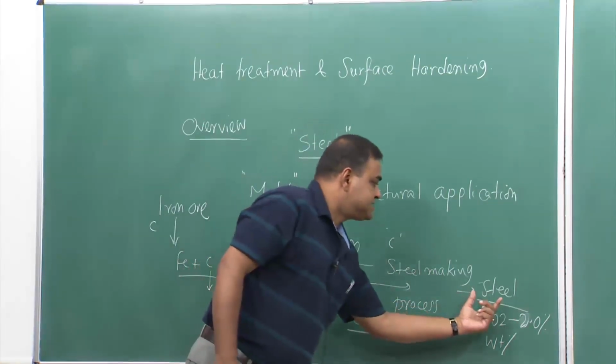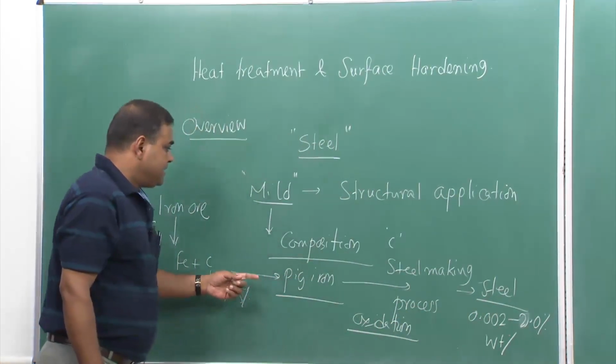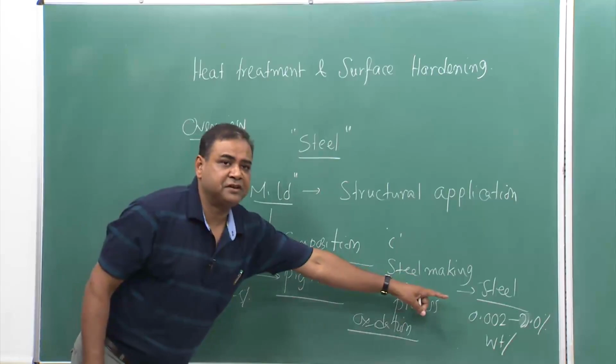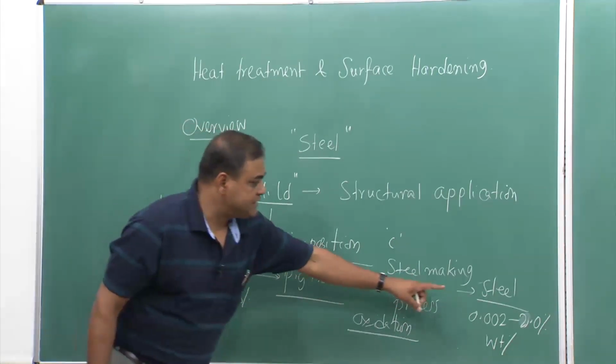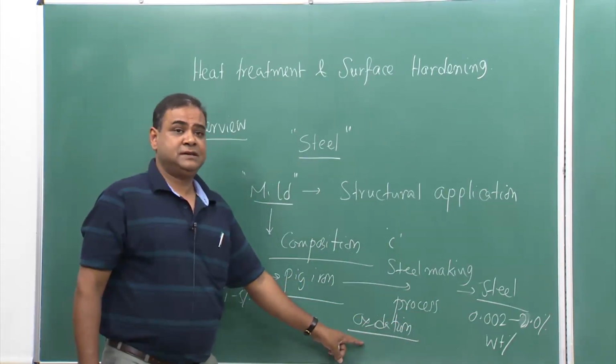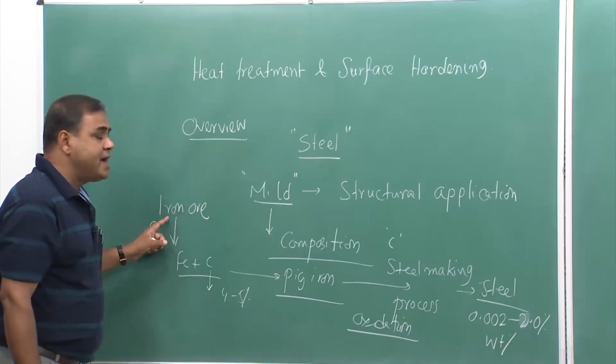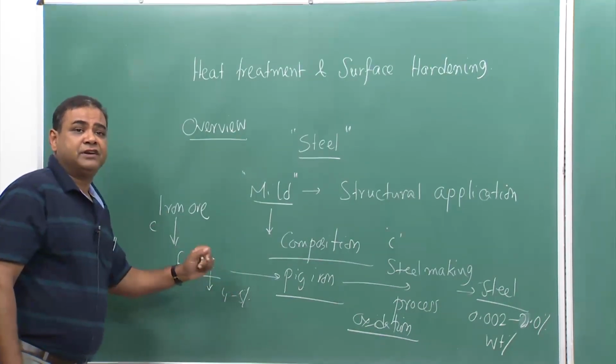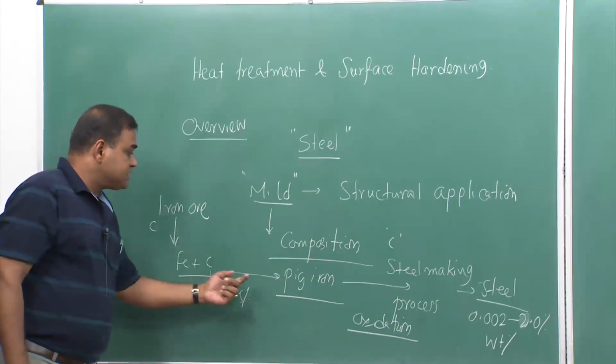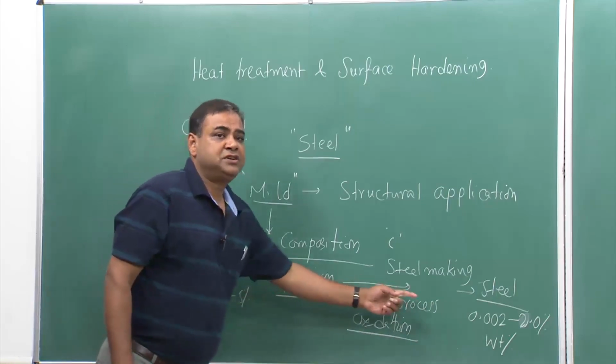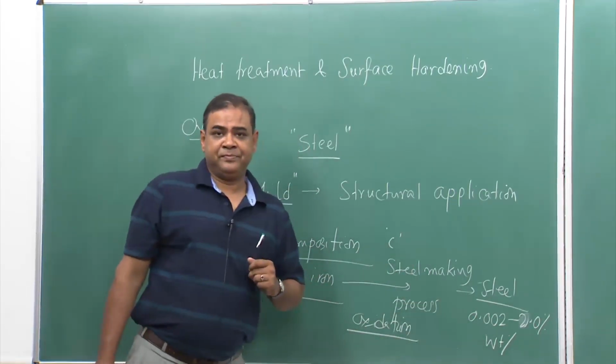So, now we have a steel, and interestingly, if we consider the steel production from pig iron, when we are getting steel, it is an oxidation process. But when we are talking about iron ore, there we have a reduction process. So, the reduction process gives me pig iron and the oxidation process gives me steel.